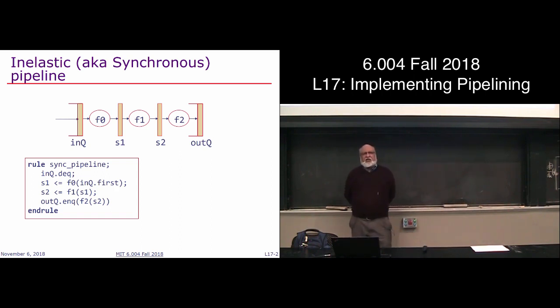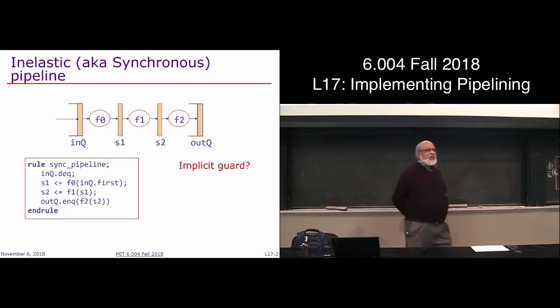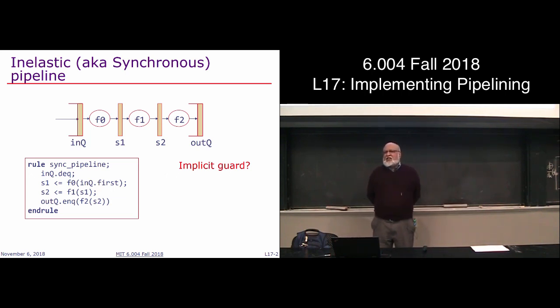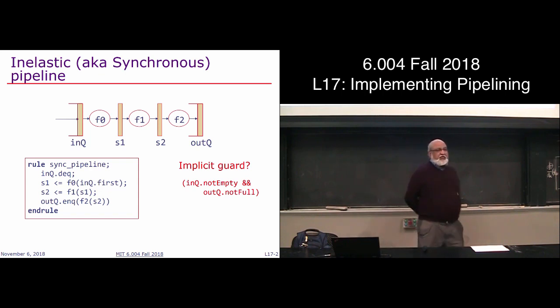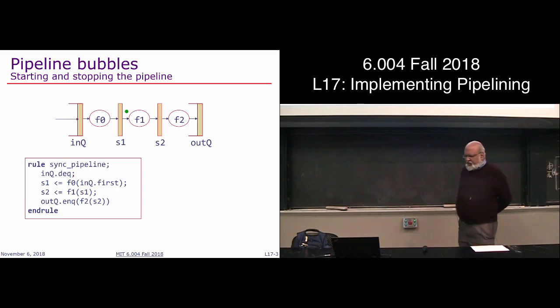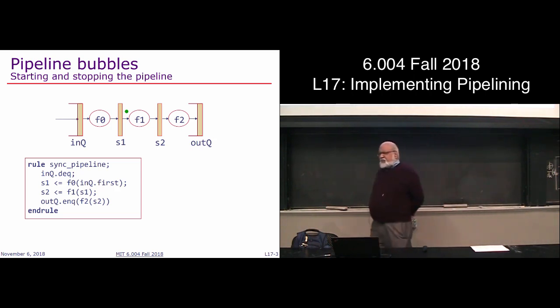And the common refrain is, when can such a rule execute? What is the implicit guard of it? And by now, all of you should be experts in that. The input queue has to have an element, right? And the output queue better not be full. Both those conditions have to be true before this pipeline can move. Very good.